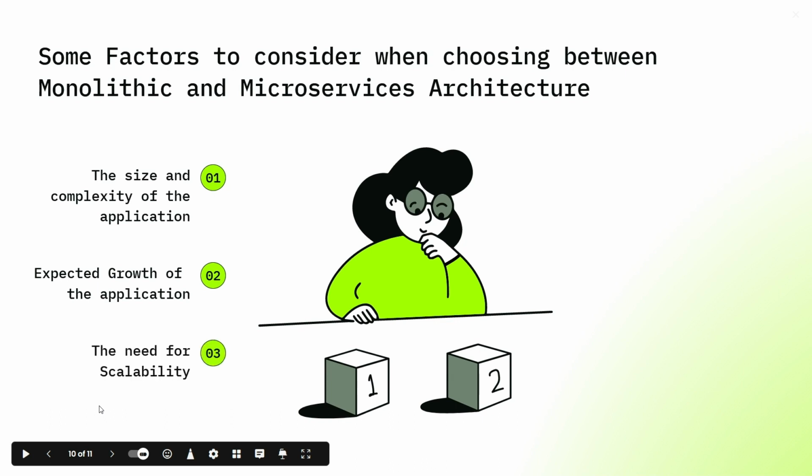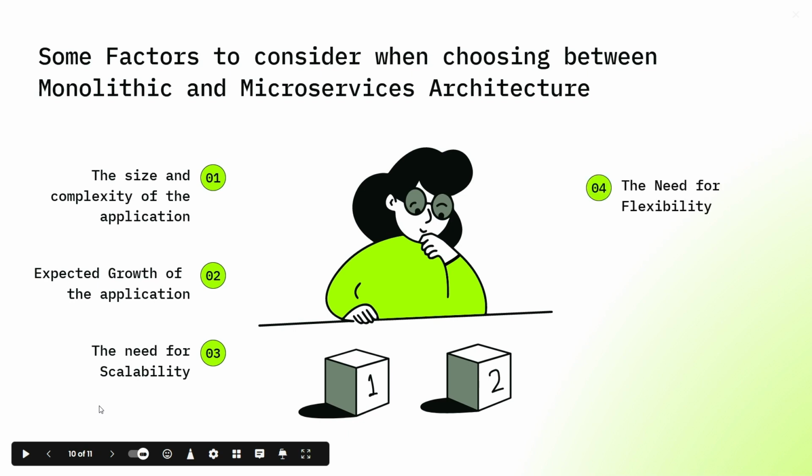The need for scalability. Microservices architecture is a good choice for applications that need to be able to handle a large number of users or a lot of traffic. This is because each service can be scaled independently. Monolithic architecture is not as scalable, so it may not be the best choice for applications that need to handle a lot of load.